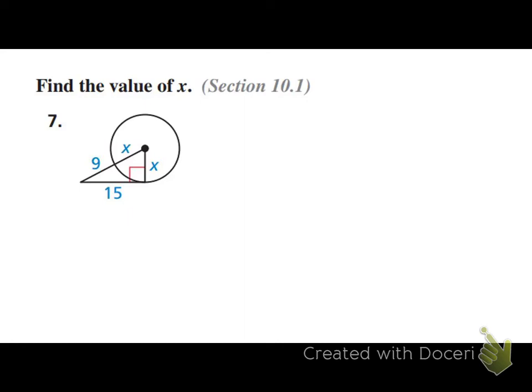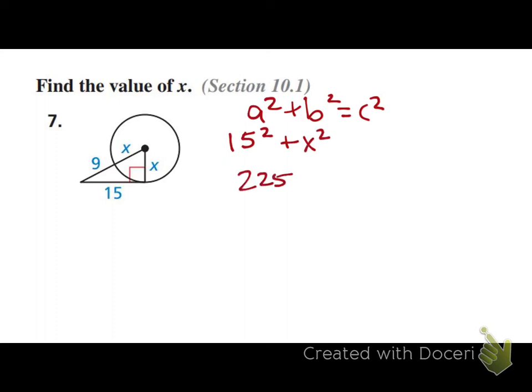All right, so you should have set it up using the Pythagorean theorem. A squared plus b squared equals c squared. Which of these is a and b? 15 and x. 15 squared is 225 plus x squared. And then c, I know they're really nice and they gave you a right angle. Just make sure you're able to know where the right angle is. It's between the tangent and the radius.